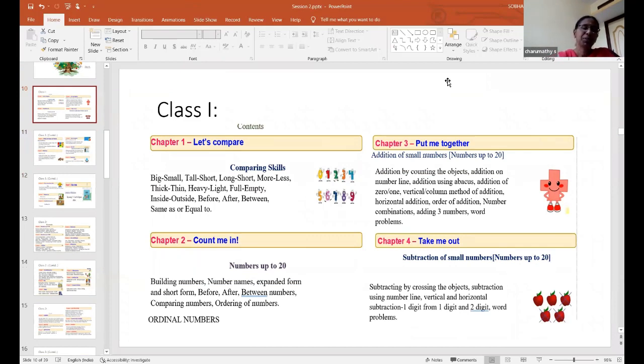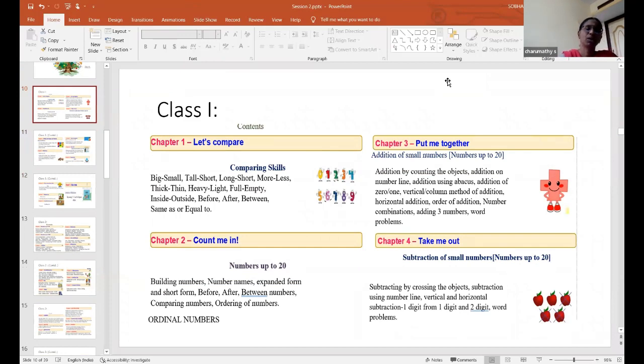Before, after and between numbers. Comparing numbers and ordering of numbers. Here we use only the words increasing and decreasing and not ascending and descending. Ascending and descending are the words which we introduce only in class 3. Here in class 1 and class 2 we use the words only increasing and decreasing.